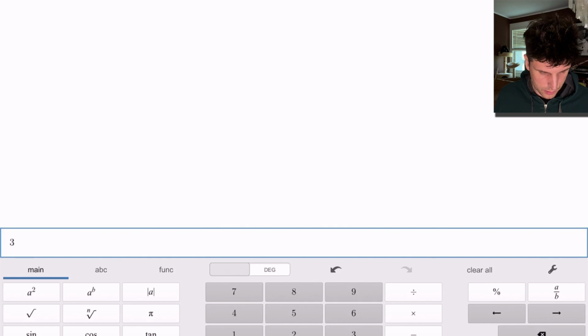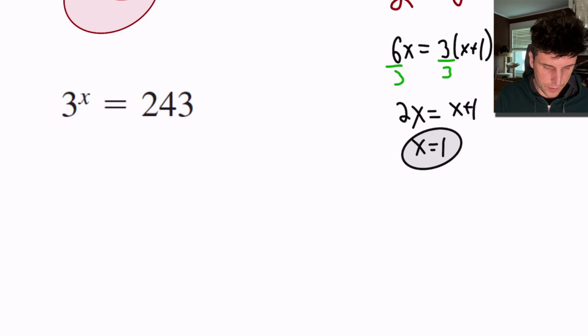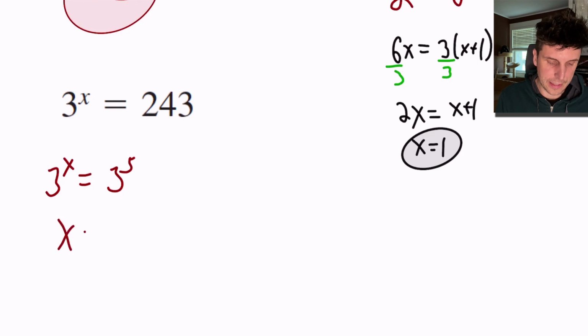3 to the, I think it's going to be the fifth power as I'm thinking. Yeah, 3 to the fifth power. So this is 3 to the x equals 3 to the fifth. Therefore, x equals 5. Done.